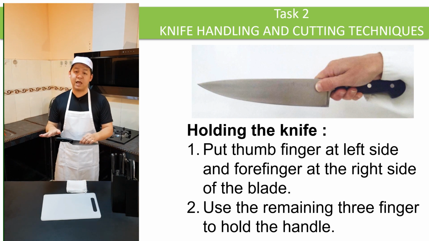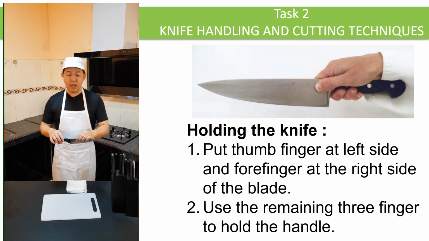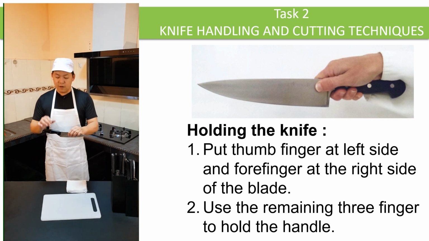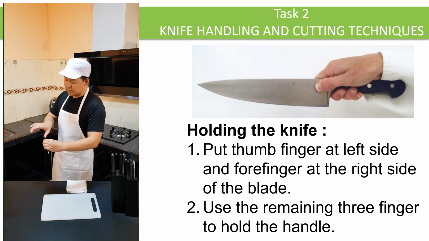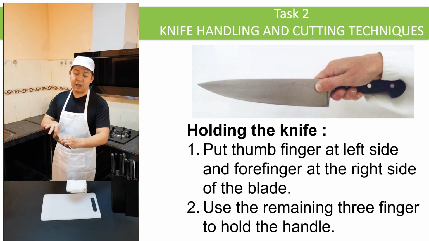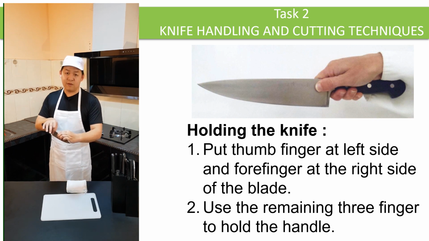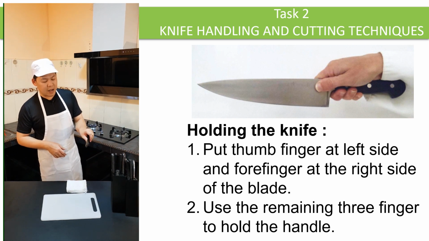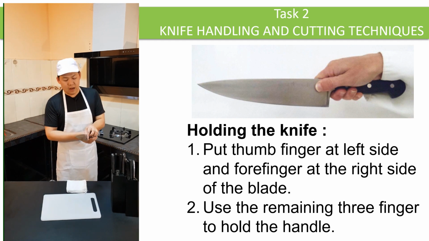Actually, there are several ways that we can practice, but I'm going to show you the most common way, which I consider the safest way to hold a knife. First of all, you put your thumb at the left side of the blade, and your forefinger at the right side of the blade. You do this if you are right-handed. If you are left-handed, you can put your thumb at the right side of the blade, and your forefinger at the left side of the blade, like this.